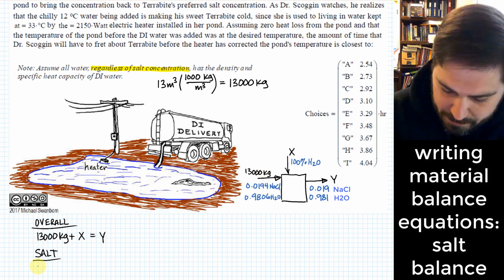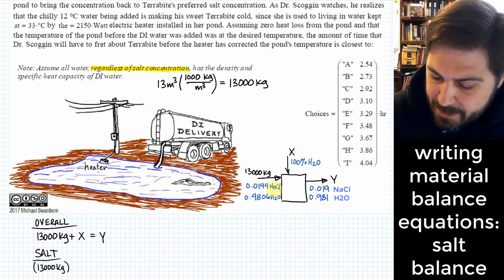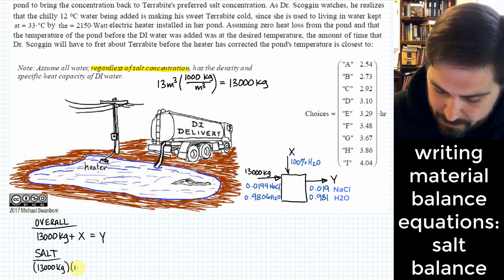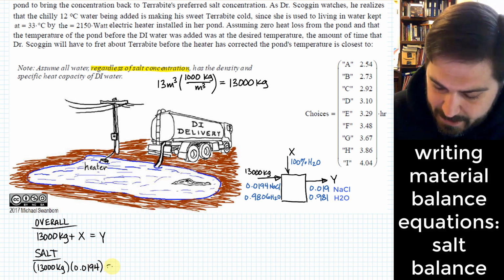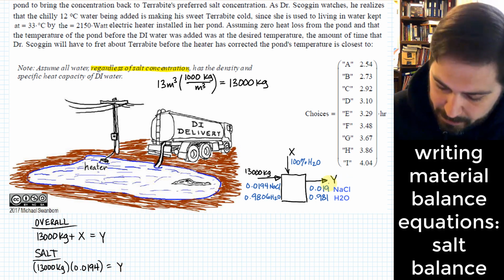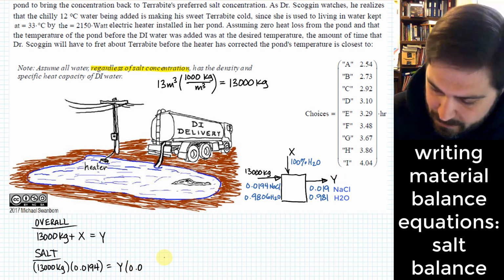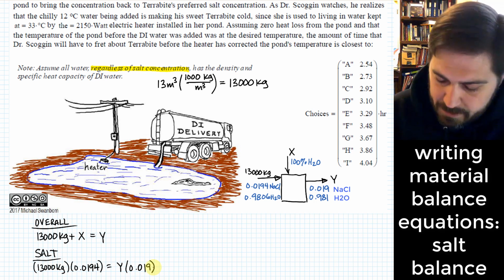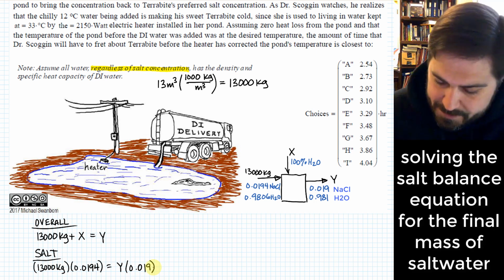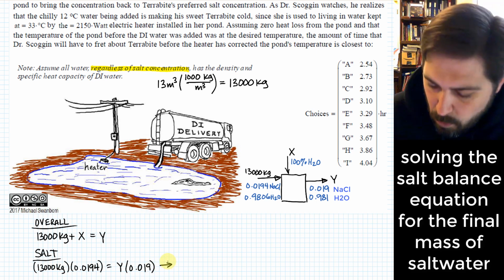So what we have here is 13,000 kilograms multiplied by the composition that is salt, so we multiply by 0.0194. This is going to be equal to Y, which is the mass of water that we have at the end, multiplied by the percentage of that water that is salt, so we multiply by 0.019, expressed as a decimal. This is nice because this expression is easily solvable for Y.